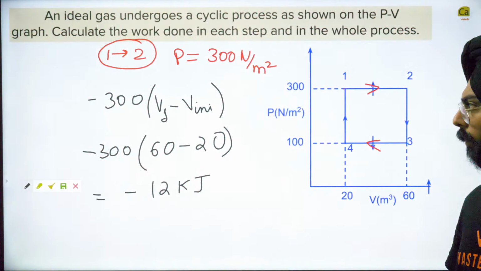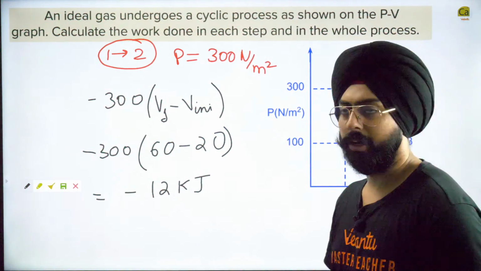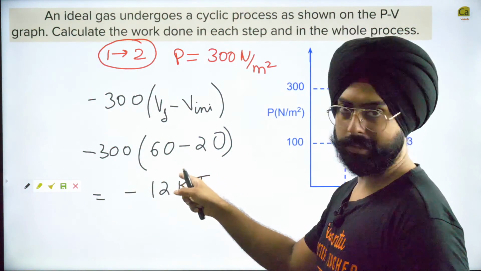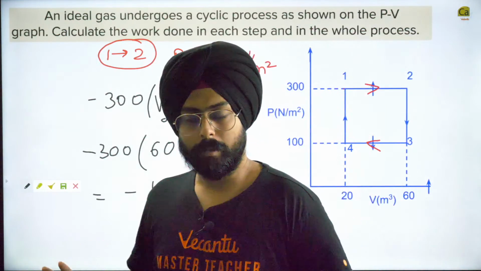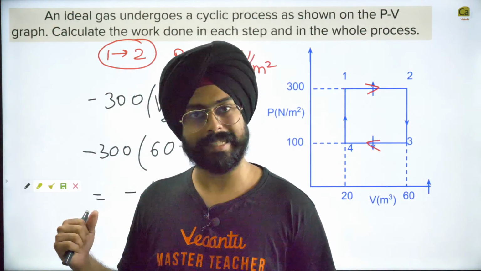Okay? Yeah, 300 into 40. 3 into 4 is 12. 100 into 10 is 1000. 12,000. So minus 12 kilojoules. Is that correct? Is that fine?